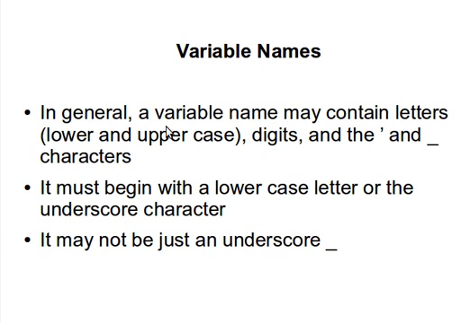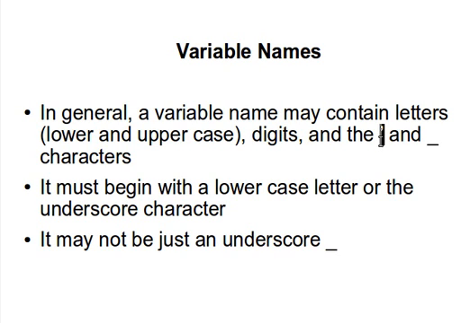So in general, a variable name may contain letters, lowercase or uppercase, digits, the single quotation symbol, and the underscore character. But always remember that a variable name must always begin with either a lowercase letter or the underscore character. What that means is we cannot start a variable name in OCaml with a digit, with the apostrophe, or with an uppercase letter. Uppercase letters are left for module names and things like that.